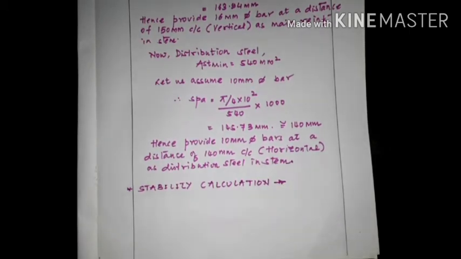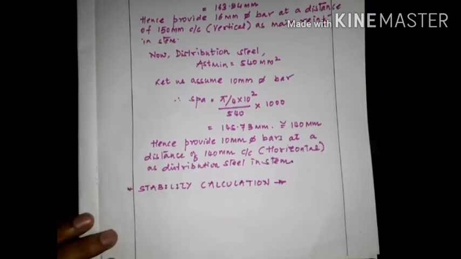Because in design of retaining wall, there are two types of possibility of failure: the wall may overturn or it may slide. So we have to consider the stability with respect to overturning and sliding of the retaining wall. So we have to check for stability here. Therefore we have to find out the pressure distribution diagram at the base of the retaining wall.